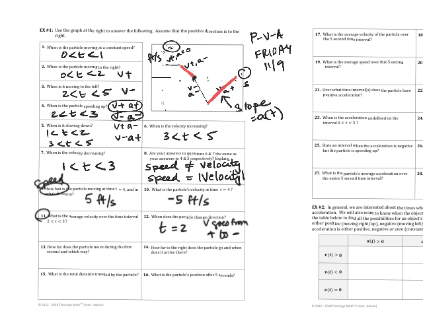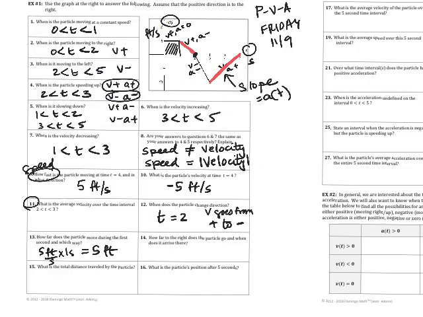How far does the object move during the first second and which way? Well, it moves 5 feet per second is the velocity times 1 second, so it's going to move 5 feet in that first second. Notice also that that 5 feet is the area of this rectangle right here. Now in question number 14, we're asked how far to the right does the object go and when does it arrive there?